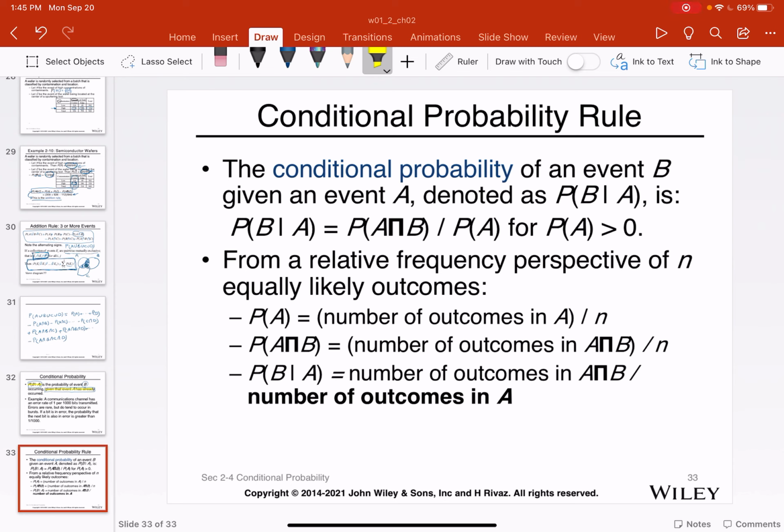And the equation for conditional probability is as follows. P of B given A is P of A intersection B divided by P of A. And of course, P of A can't be zero. If P of A is zero, then this is nonsense. This is not even defined, because when we say P of B given A, we assume A has already happened. So A can't be an impossible outcome.